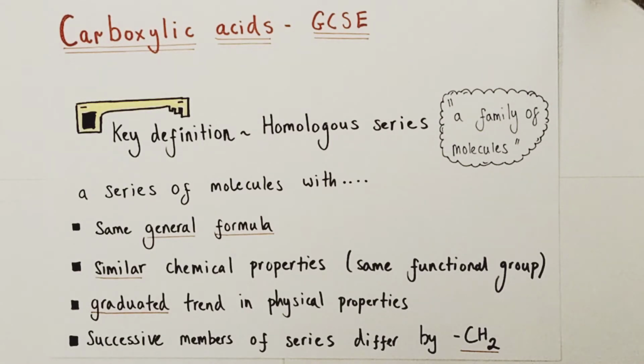And finally, you'd expect successive members of the series to differ from each other by CH2, i.e. each new member of the series will increase in size by CH2, one carbon and two hydrogen atoms in its size.